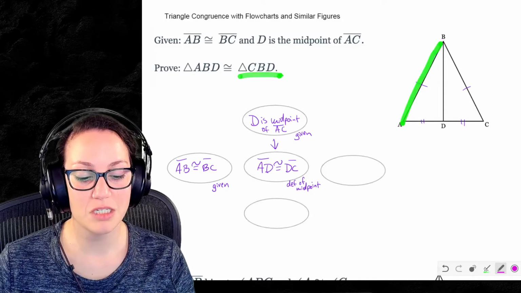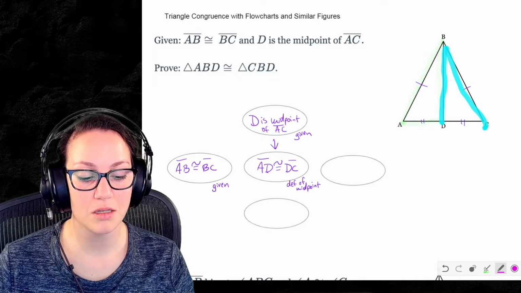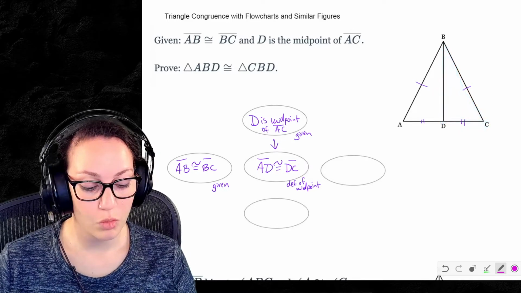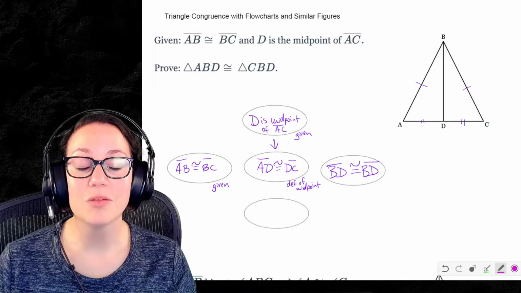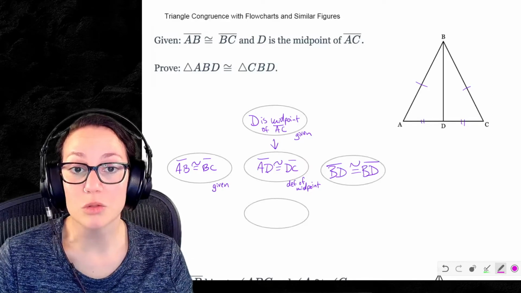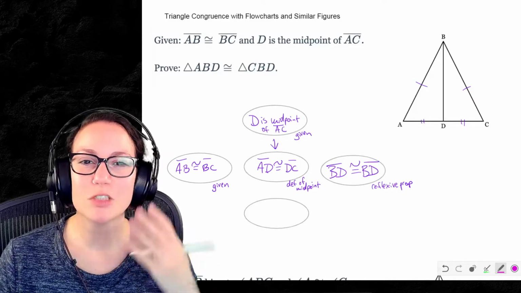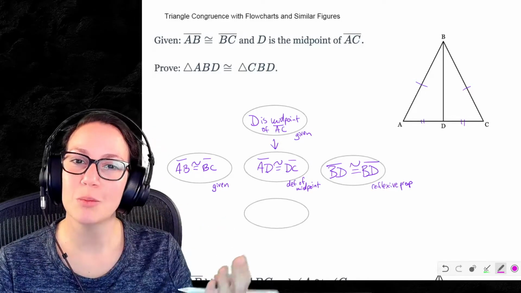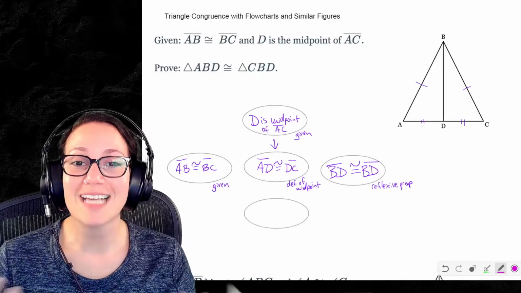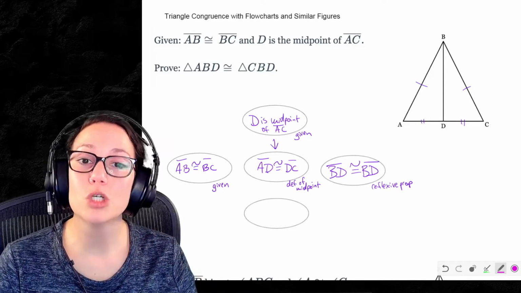So here's ABD, and then here's CBD. And line BD is part of both of those. So we can say that line BD is congruent to line BD, right? State the obvious, but we need to. And that is the reflexive property. So remember, reflexive is almost like reflection. When you look in the mirror and see your reflection, you're seeing yourself. And the same goes with the reflexive property. You're saying that something is congruent to itself.